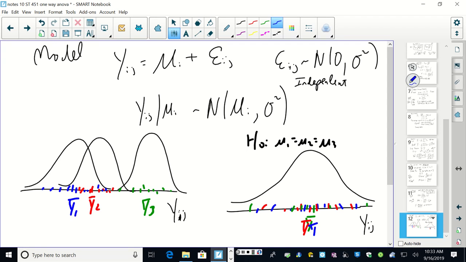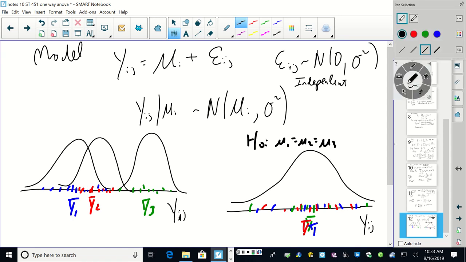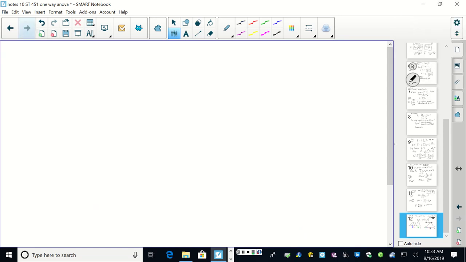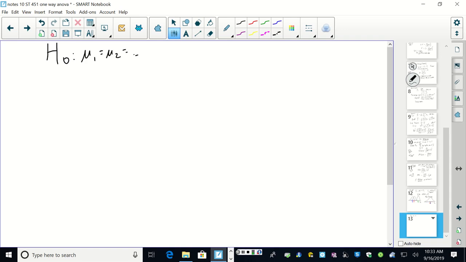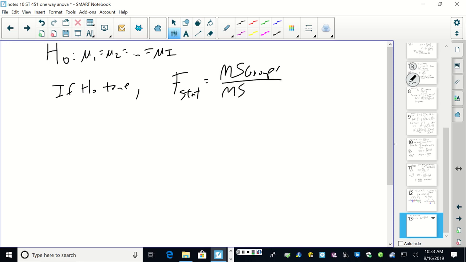And so it turns out that under a null hypothesis, if the means for the several groups are equal, if H0 is true, then the F statistic, which is the mean square for the groups over the mean square error, has an F probability distribution.